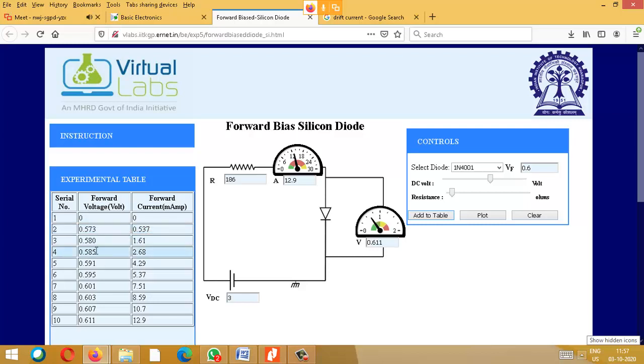Then after increasing the voltage, you can see the voltage is not varying to a greater value, whereas your current starts to increase. There will be a small change in voltage, but not to that level. So let me take some more points. A few more points I will take.